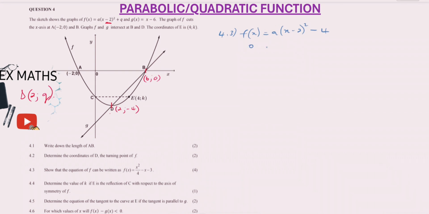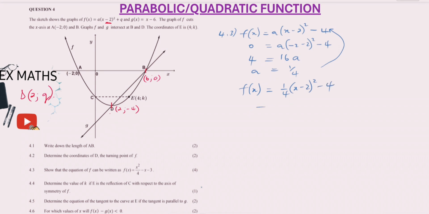So y is 0, which is equal to a open bracket minus 2 minus 2, then squared, and minus 4. Then I'm going to take minus 4 to the other side to become positive. Minus 2 minus 2 gives us minus 4 squared, which is equal to 16, then times a. Then we divide by 16 on both sides. That is going to be 4 over 16, which is 1 over 4. So our a is 1/4. Then we come back and substitute it in that equation. So f of x will be equal to 1/4 times x minus 2 squared, then minus 4.